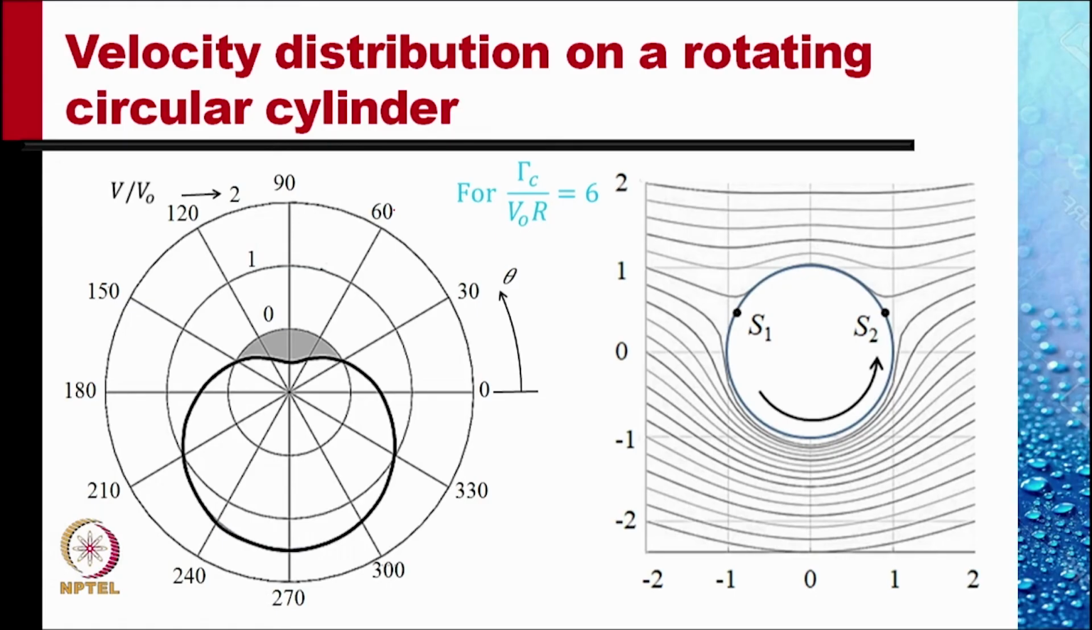The shaded area, the negative velocity, means this is the negative velocity in the context of the velocity that is defined as positive in the counterclockwise direction and negative in the clockwise direction. So between point S1 to S2, the velocity is in the clockwise direction, that is why it is coming out to be negative. But the value here is less than 1.